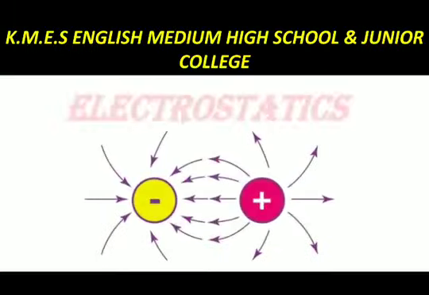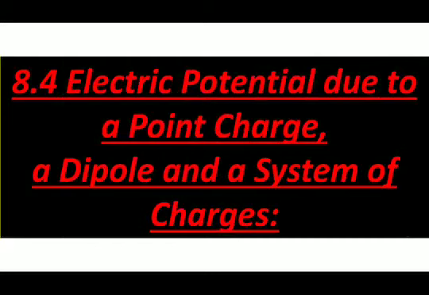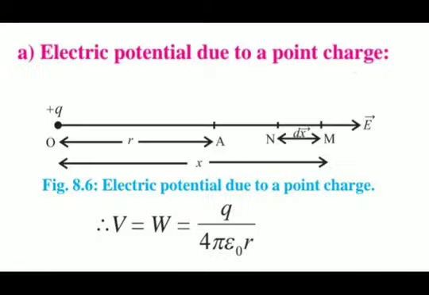Let's continue our topic, that is electrostatics. In the previous video lecture, we have seen the electric potential due to a point charge. In that we had derived a formula for the electric potential due to a point charge, which was V is equal to Q upon 4 pi epsilon naught R, where Q is the charge, 4 pi epsilon naught is a constant, and R was the distance.